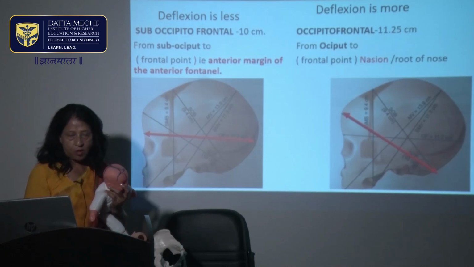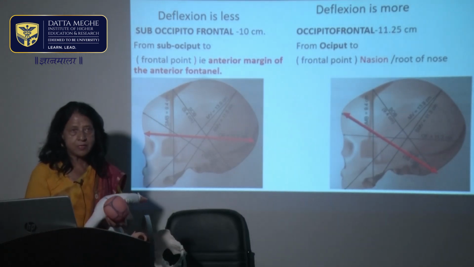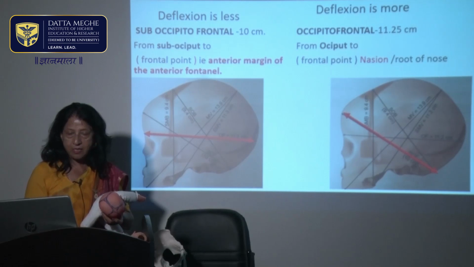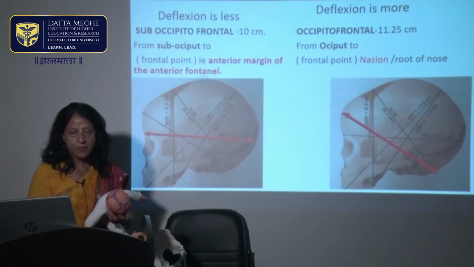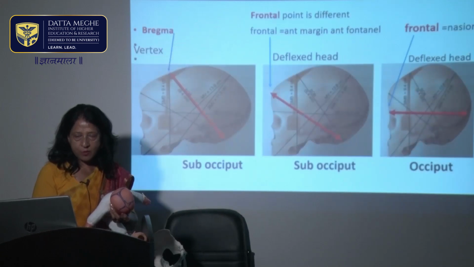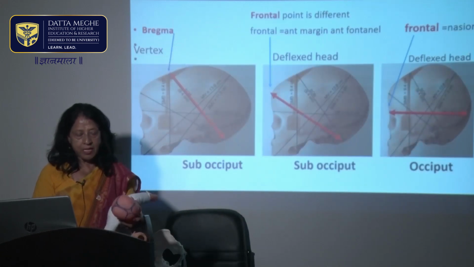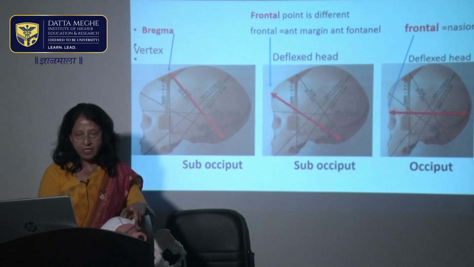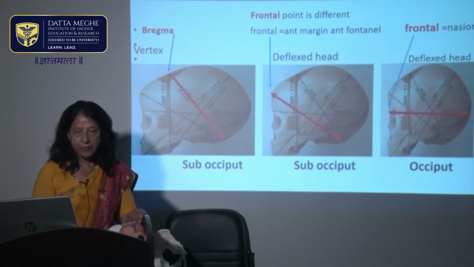Subocciput is below. When the occipital protuberance comes into the picture, then it is a bigger one. So, the suboccipito-frontal is 10 centimeter and occipito-frontal is 11.25 centimeter. This one is suboccipito-frontal. So, remember the names of the diameters. This slide is very good to remember the names.